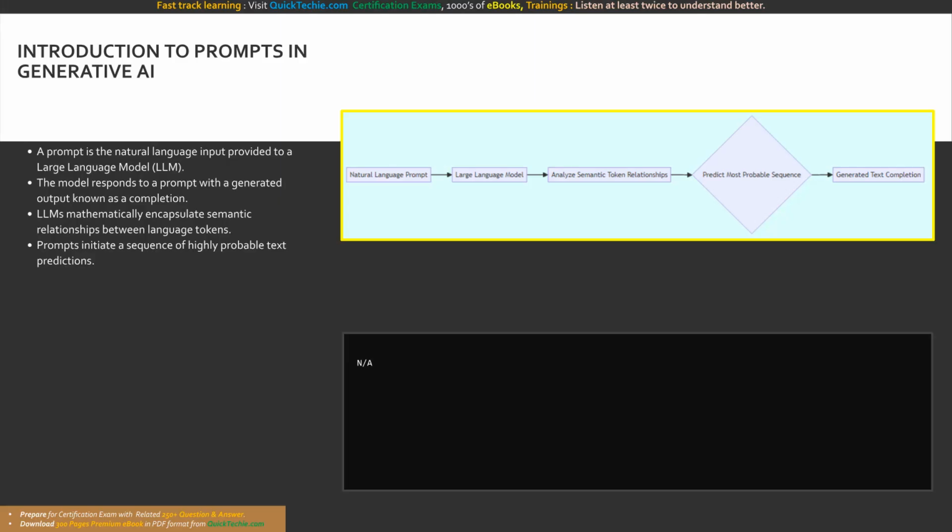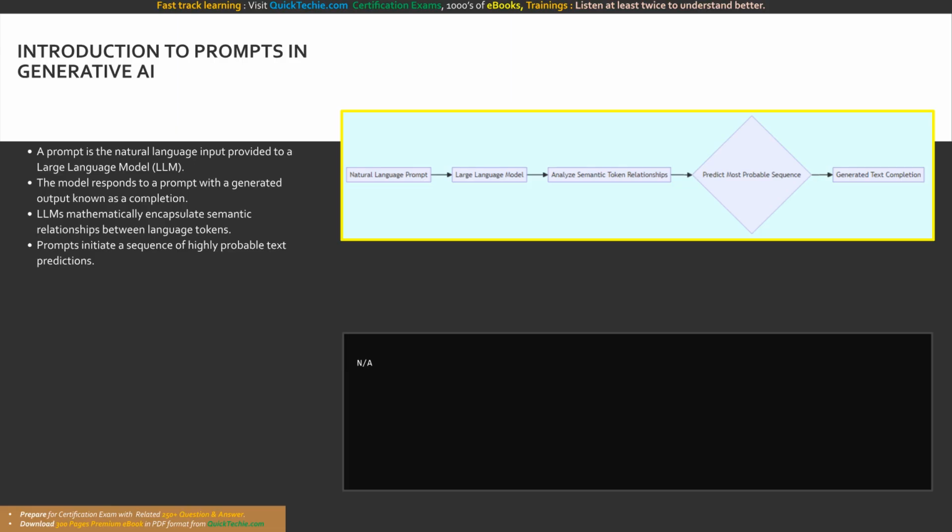Welcome to this expert-level training module on implementing generative AI applications and agents using Microsoft Foundry. Today, we are focusing on one of the most critical foundational skills for any modern AI engineer: creating effective system and user prompts for generative artificial intelligence models. At its most fundamental level, a prompt is simply the natural language input you provide to a large language model, or LLM, in order to elicit a generated response. This generated response is technically referred to as a completion.